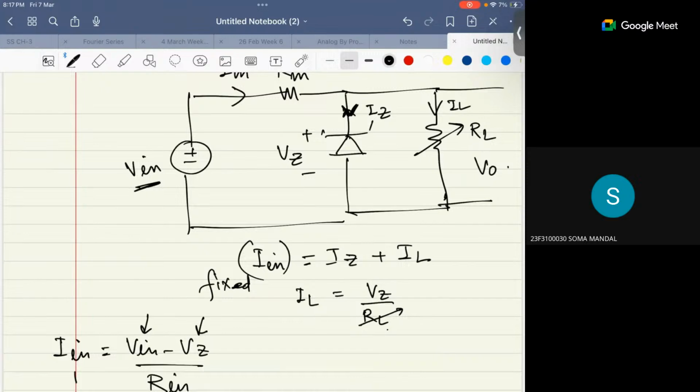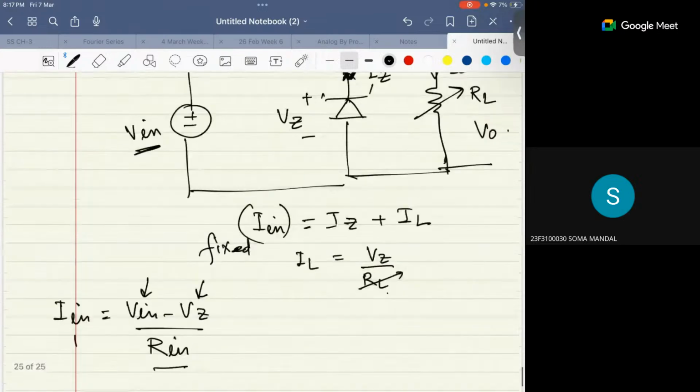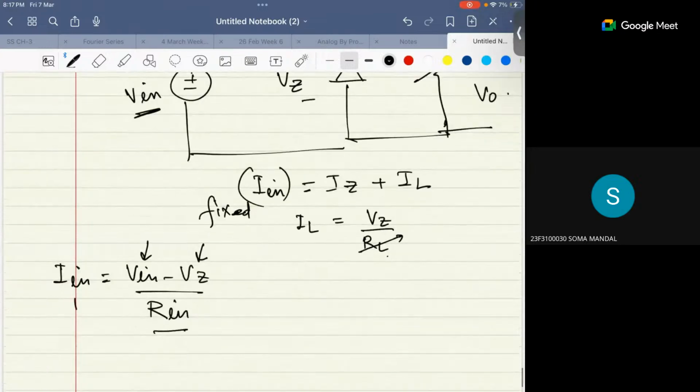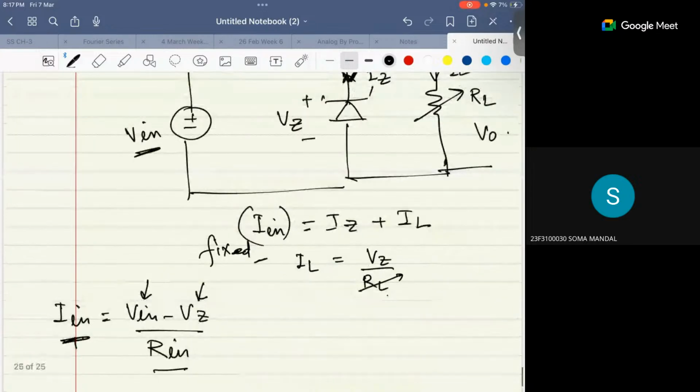So there can be only two conditions when a Zener diode is working in a voltage regulation circuit. In the first condition, the input voltage was varying. If you are varying the input voltage, you can have I input minimum or maximum depending upon V input. In the second case, your V input is fixed, so the current coming from here is constant. This is variable. If RL is maximum, a very high value, this IL will be minimum. If this is minimum, this will be maximum. Correct?